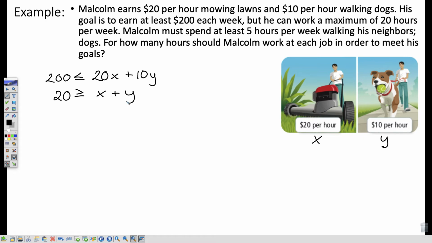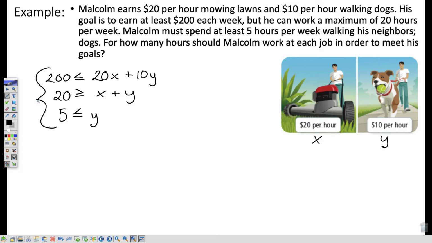So the last one I have to take care of is I have to walk a neighbor's dog at least 5 hours a week. So it'd be 5 and y. Can I walk it more than 5 hours a week? Yeah. Can I walk it less than 5 hours a week? No. So what's my inequality? Less than or equal to 5. Dang it.